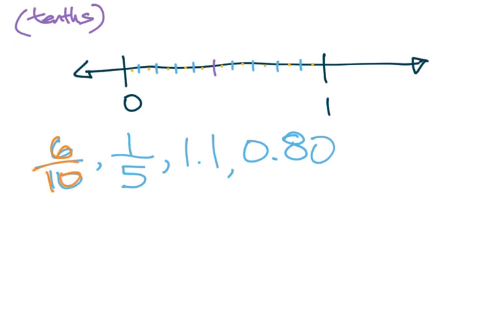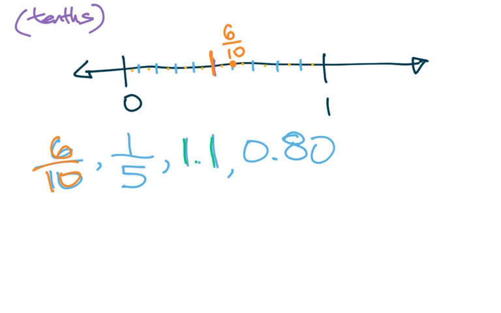So let's face this one. I have 6/10. Well, I know this purple right here would be right in the middle, so that would be 5/10. So 6/10 must be right there. So I'm going to put a dot. I'll put 6/10 above it. Okay, I don't want to do the 1/5 right now. Let's jump to this one.